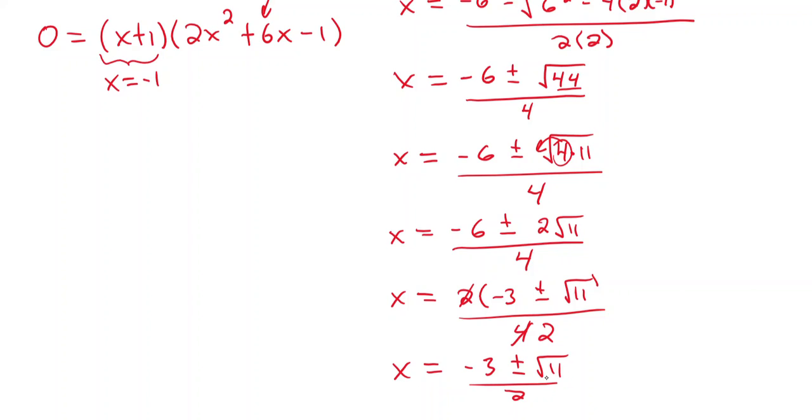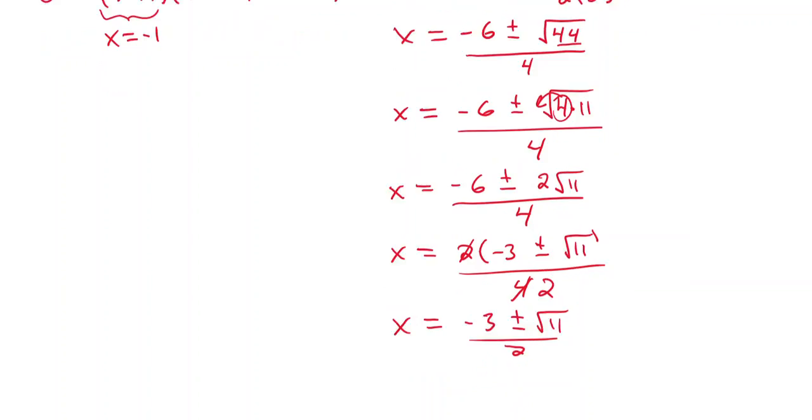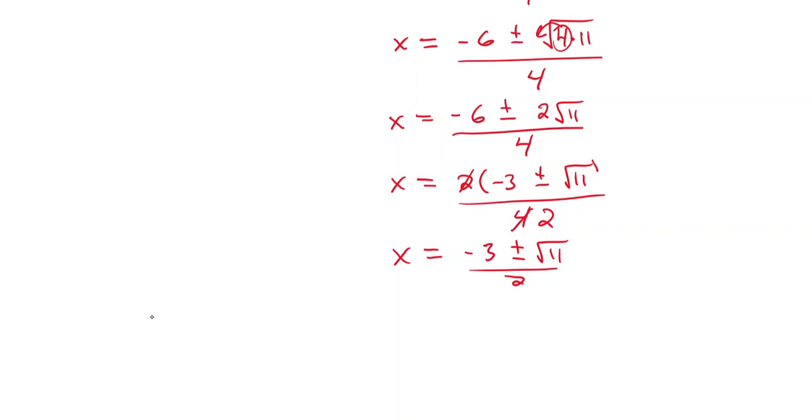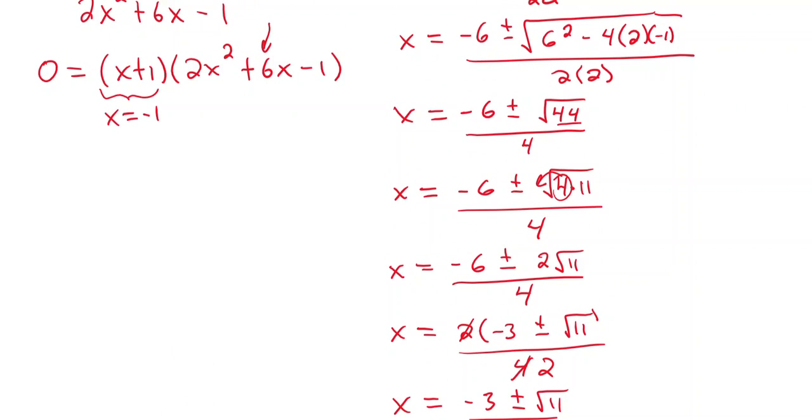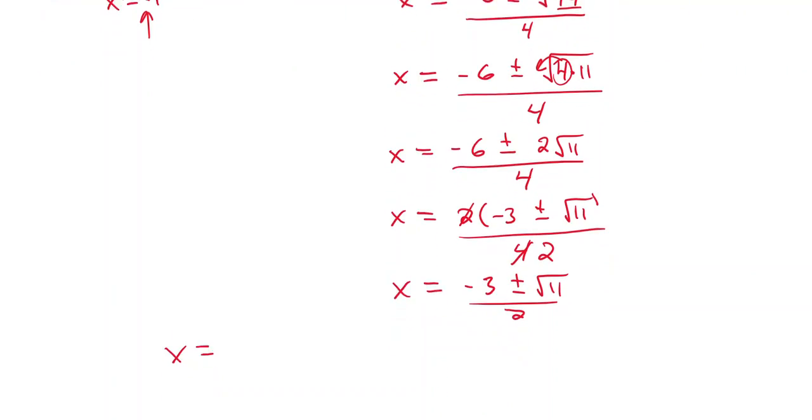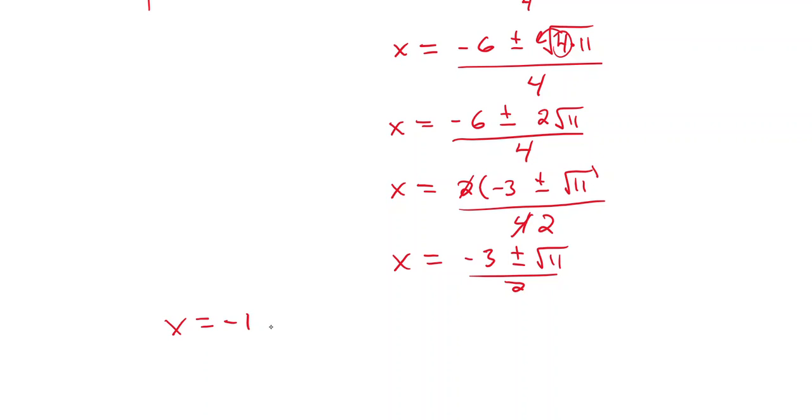So here's my two answers, the plus version and the minus version. So let's write out what the zeros of our function were. The zeros of our function were x is equal to, and the first one was -1. So x is equal to -1, and then one of them was -3 minus the square root of 11 over 2, and the other one was -3 plus the square root of 11 all over 2.